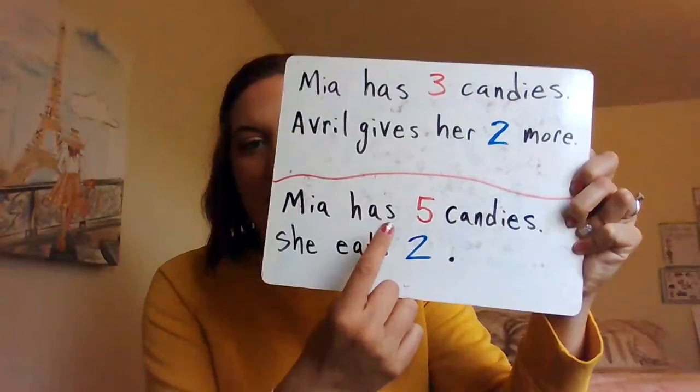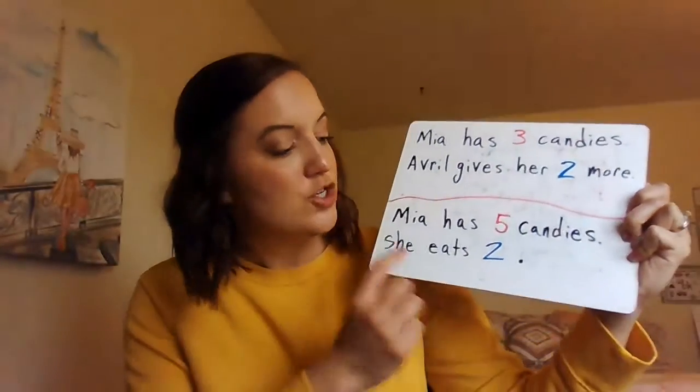And then, oops, I erased some of this. And then the next part of the story, Mia gets to eat the candies. So we just discovered that Mia has 5 candies now. She eats 2 of them. So this time we're going to be taking away 2. This is a subtraction problem because she had 5 and then she eats 2 of them.